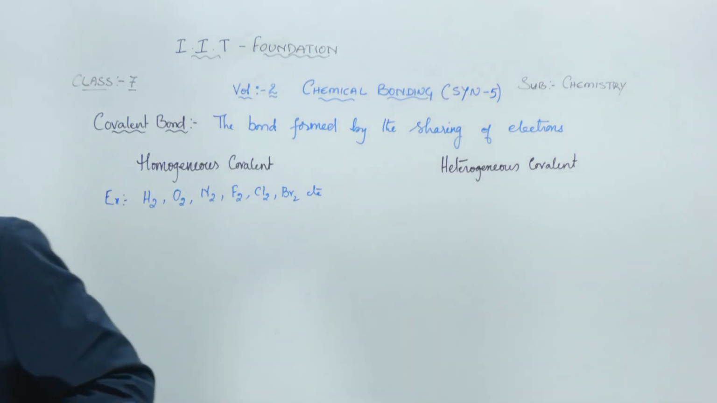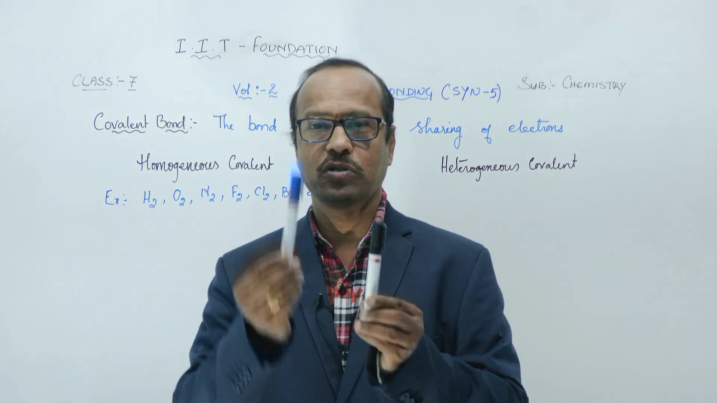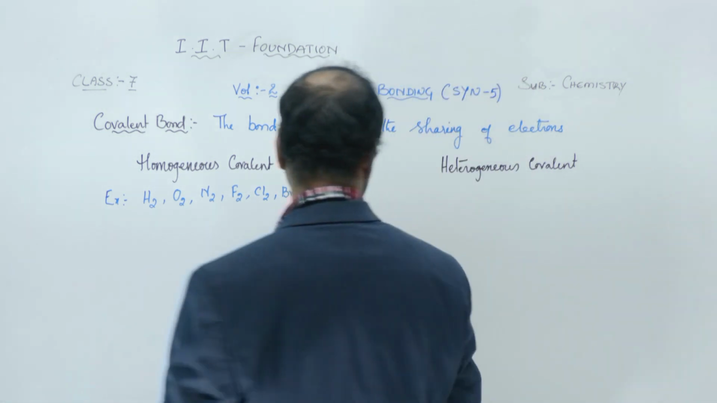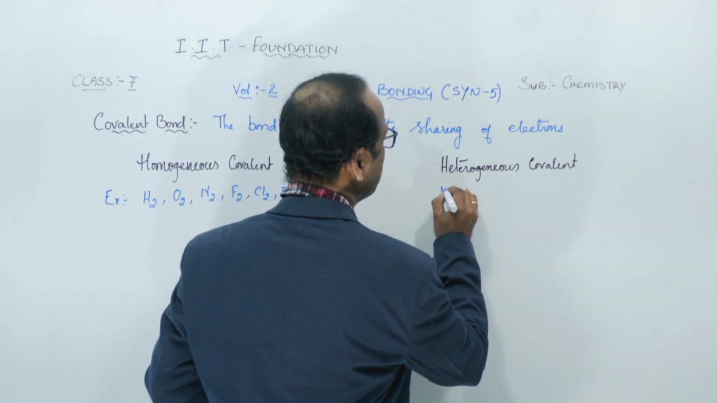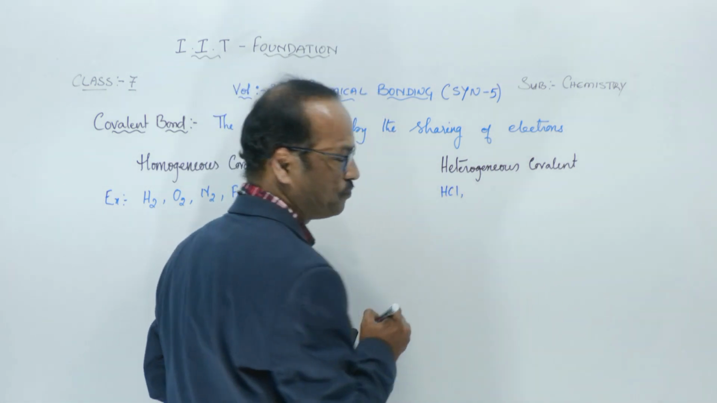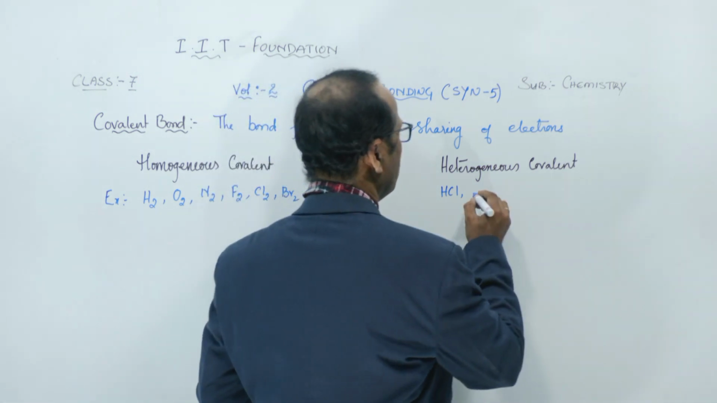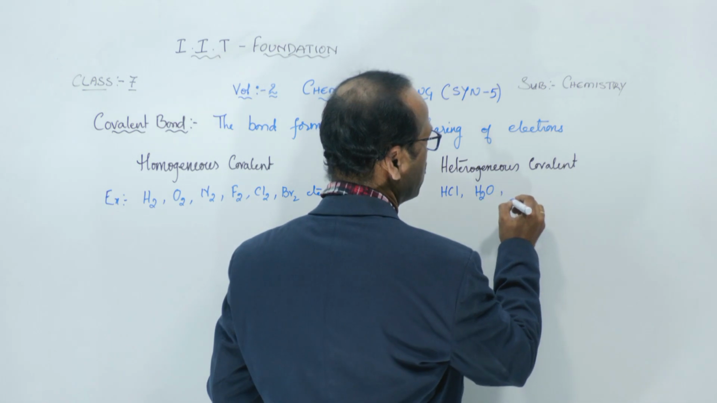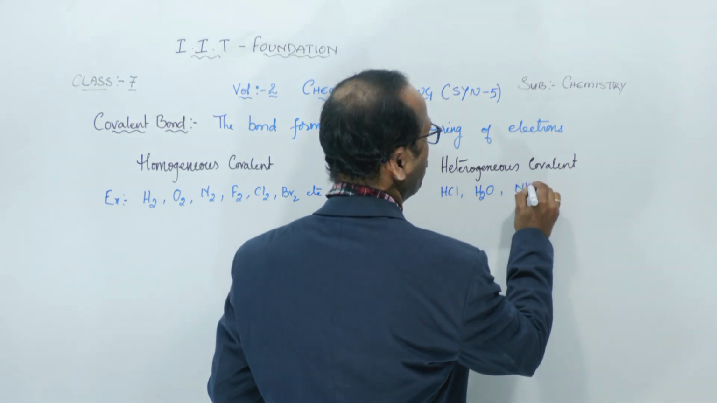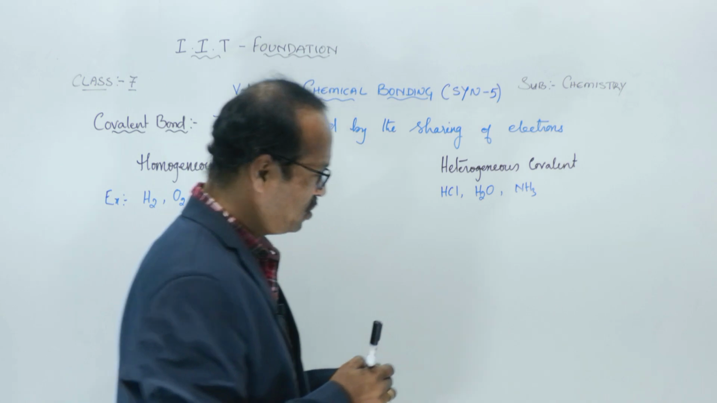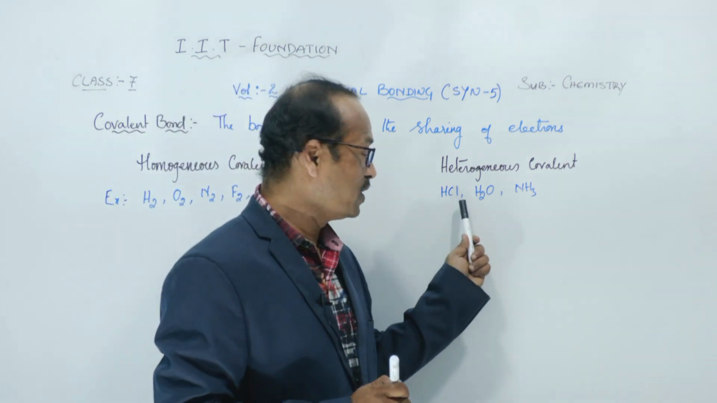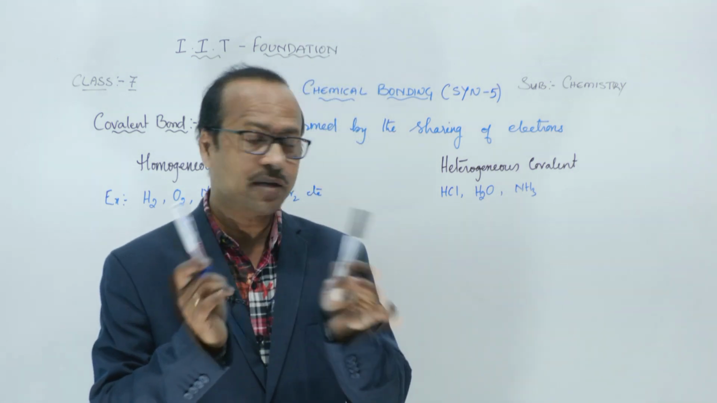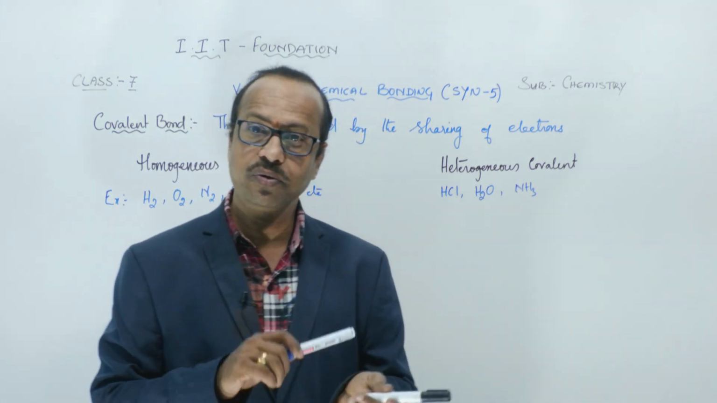Heterogeneous means what? Two different. So this is blue, this is red. Sorry, black. Here, for example, examples like HCl, hydrogen chloride, and like water, H2O, then ammonia, NH3. So here one is hydrogen, one is chlorine, two different atoms. Here hydrogen and oxygen, two different atoms, and nitrogen and hydrogen, two different atoms.